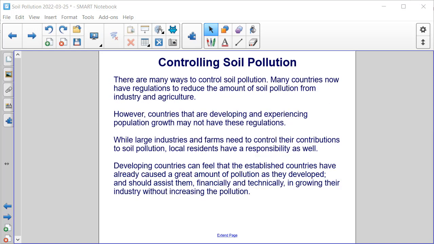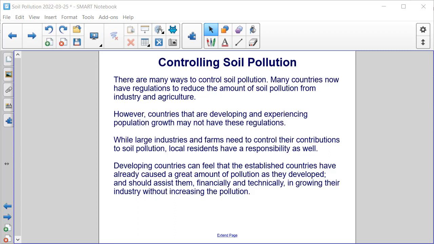Controlling soil pollution. There are many ways to control soil pollution. Many countries now have regulations to reduce the amount of soil pollution from industry and agriculture. However, countries that are developing and experiencing population growth may not have these regulations. While large industries and farms need to control their contributions to soil pollution, local residents have a responsibility as well.